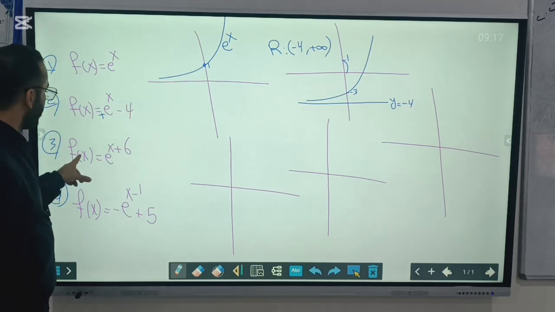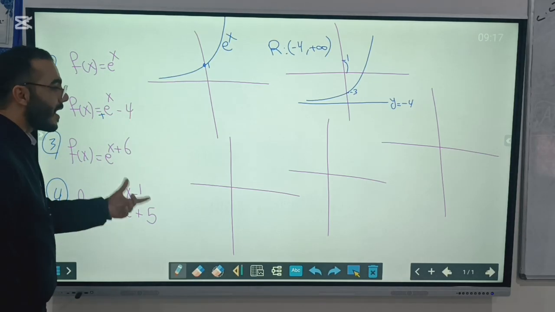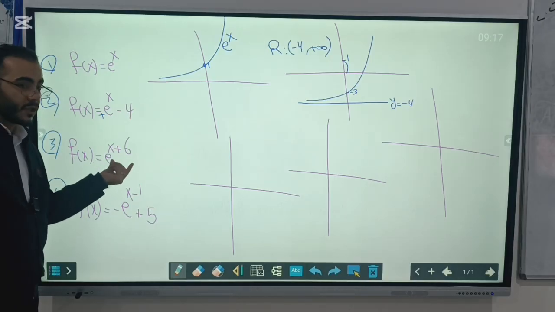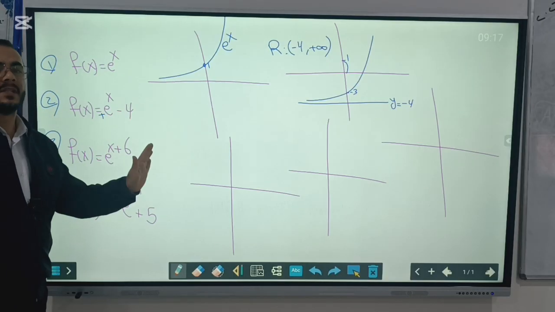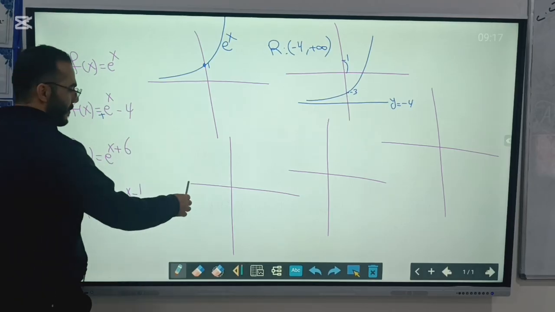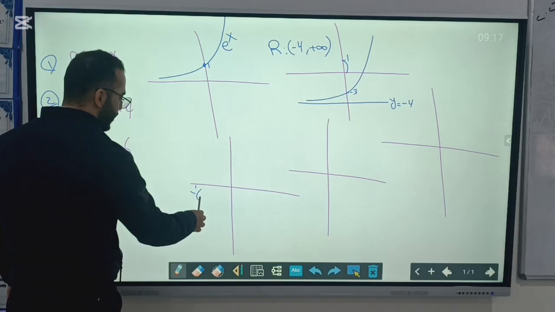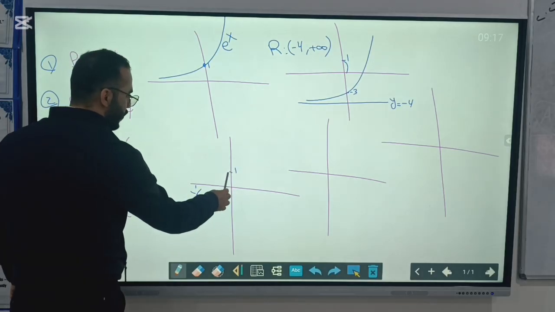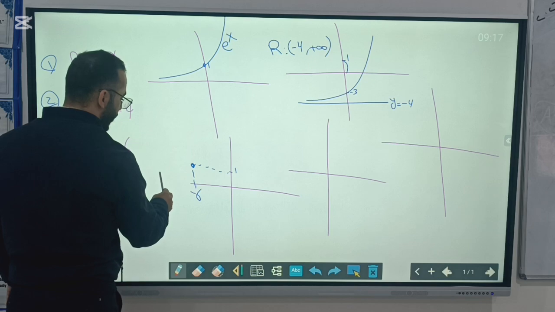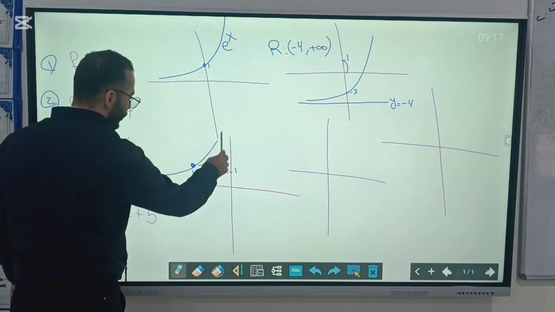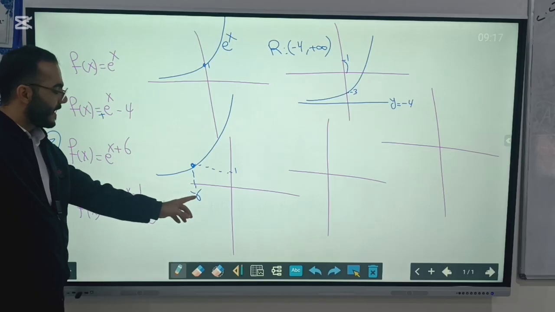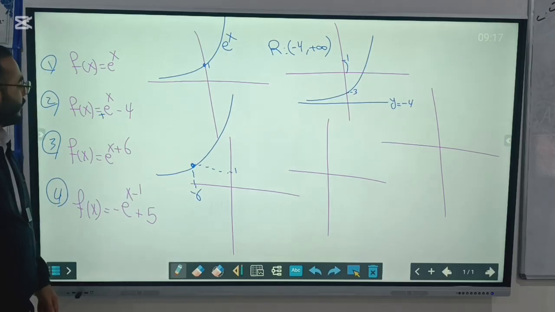And then we have f of x equals e powered by x plus 6. So as you can see, plus 6 is in the exponent. So we need to shift horizontally. If it is positive, we need to go to the left. So imagine here is negative 6. And here is 1. So our graph would be something like this. Yes, we just shifted 6 units to the left. Perfect.